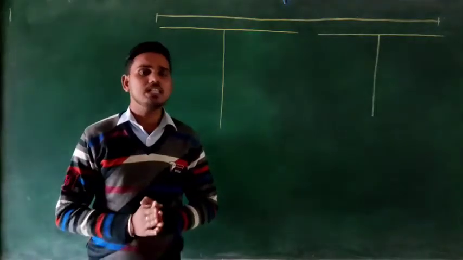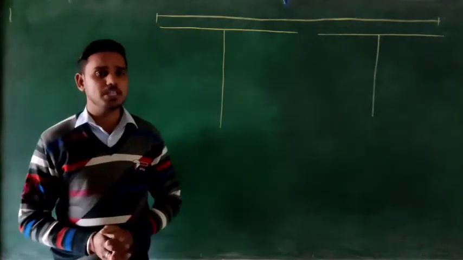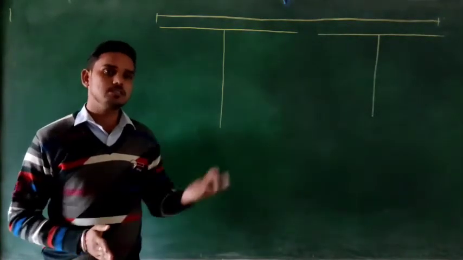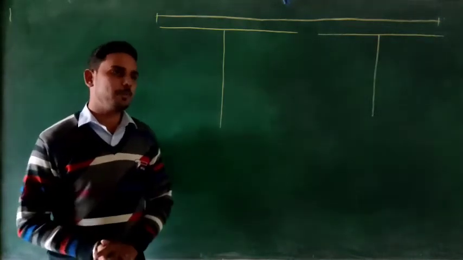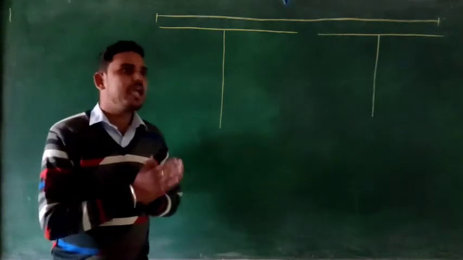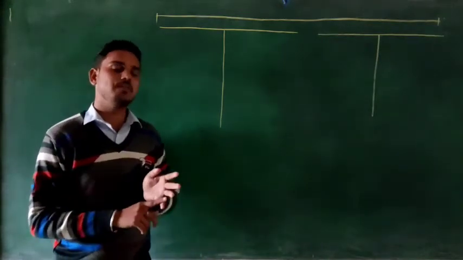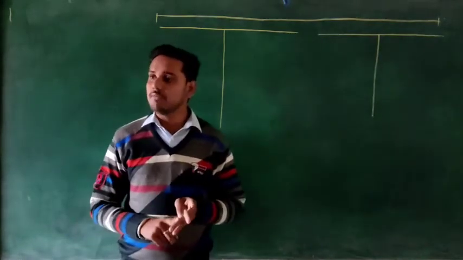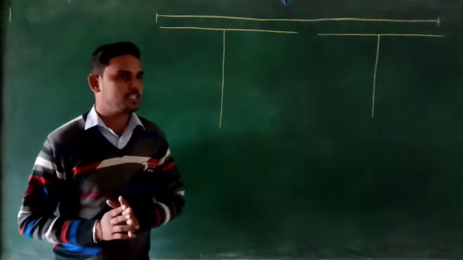In our previous class, we saw the second method of recording depreciation, where we need to prepare two accounts related to an asset. One, where we were preparing the asset account. Second, where we were preparing the provision for depreciation account.